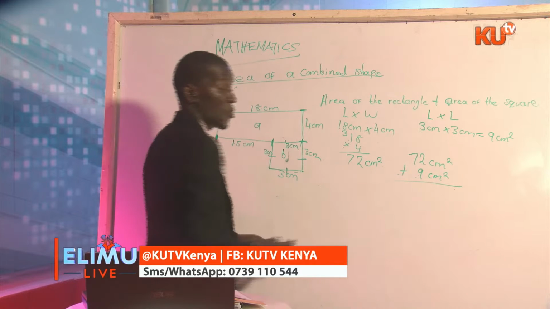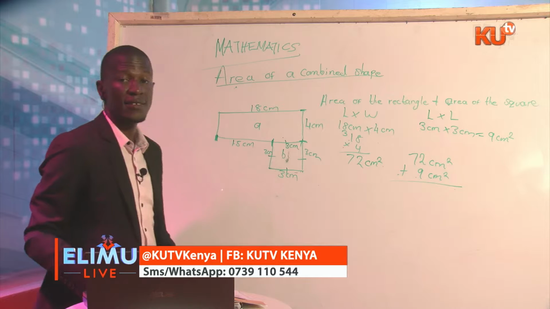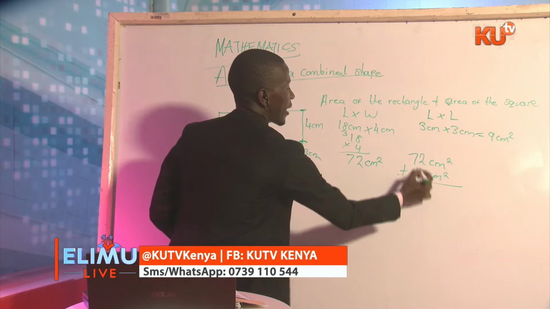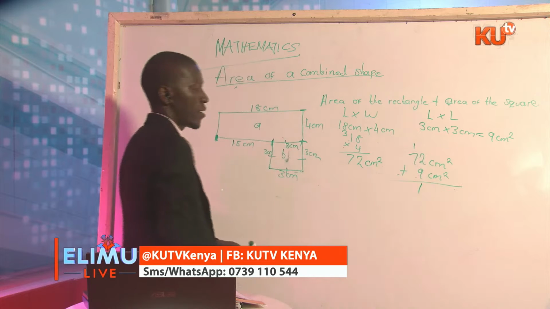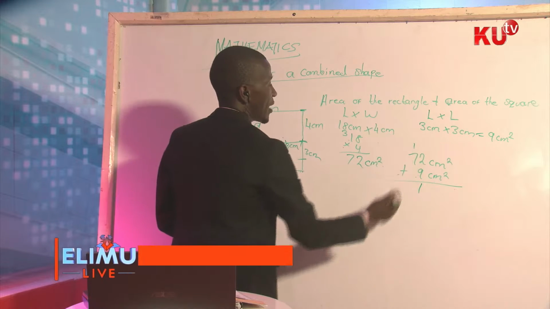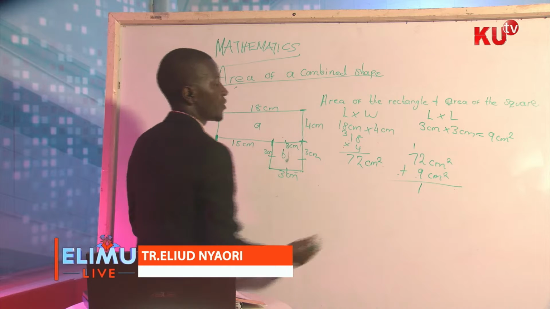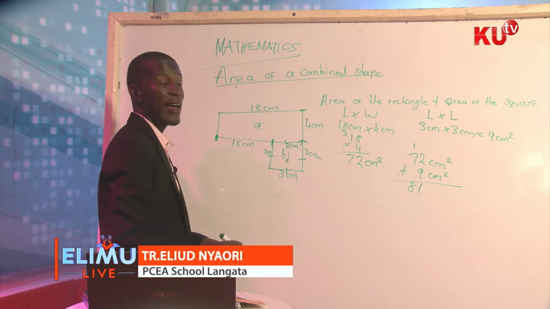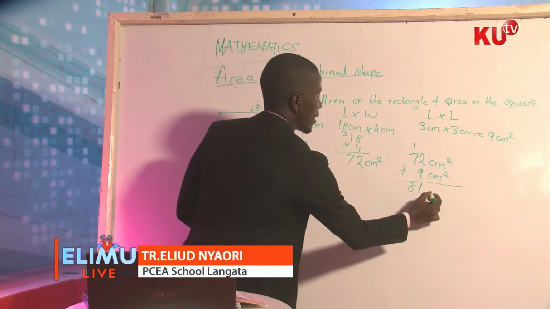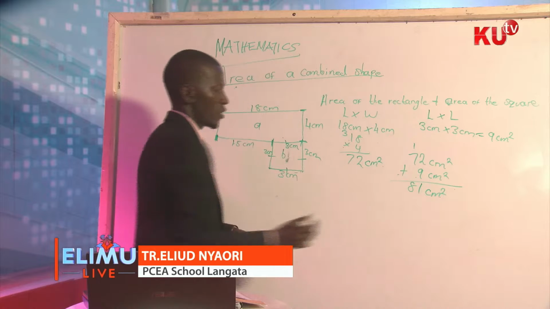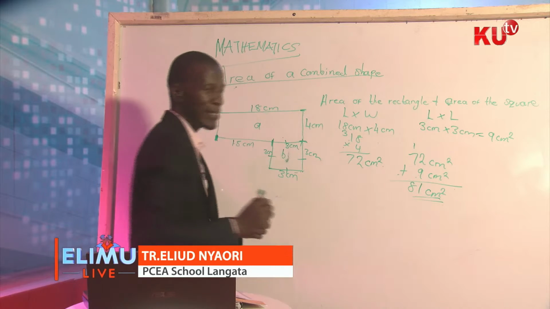9 plus 2 gives us 11. So I'll write 1 and carry 1. What is 7 plus 1? 7 plus 1 is equal to 8. So what will be our answer? Our answer will be 81 centimeters squared. So that is our answer.